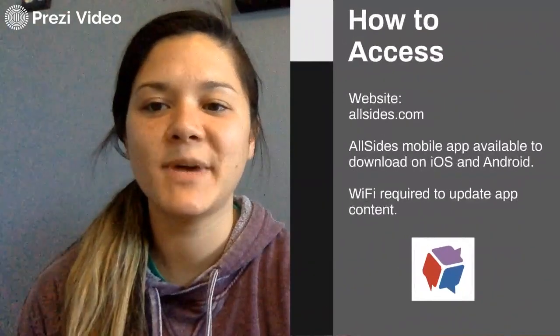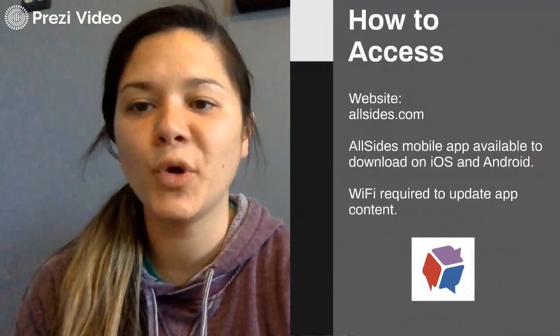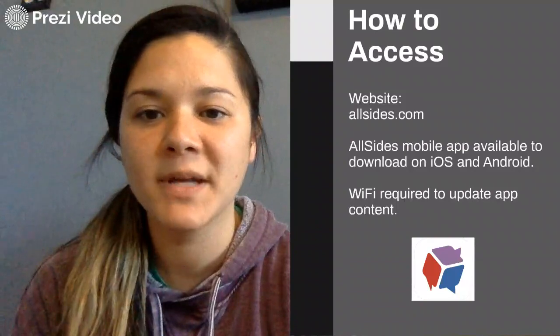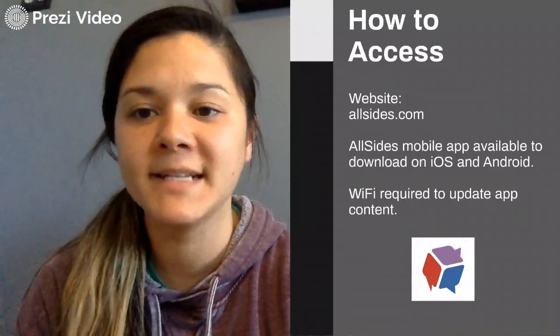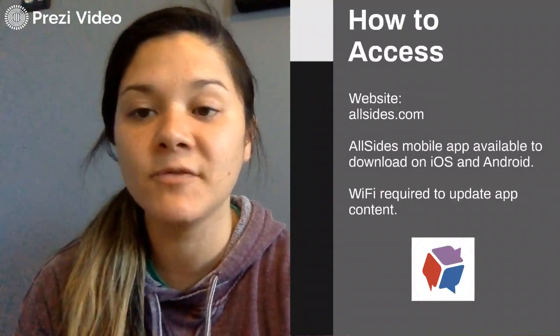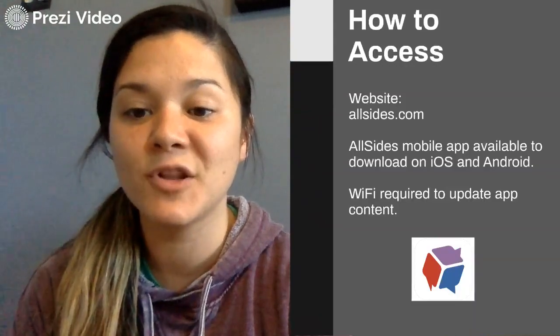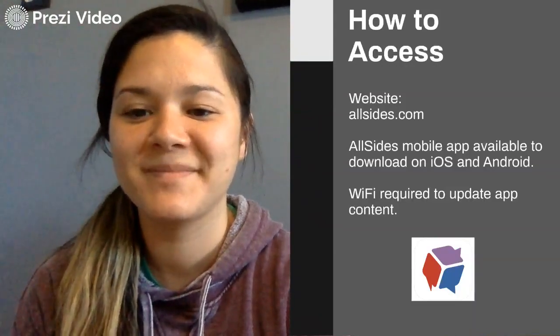You can access AllSides by going to their website, allsides.com, or you can download their mobile app for iOS or Android. You will need Wi-Fi to update the app content, and when you're looking for the app, that is what the logo looks like right there on the screen.